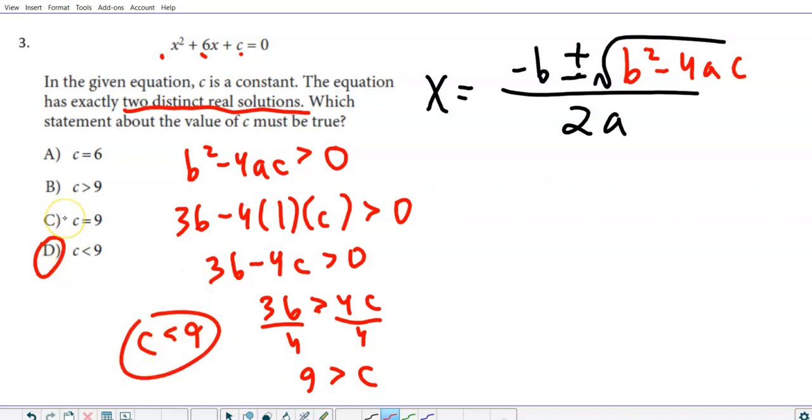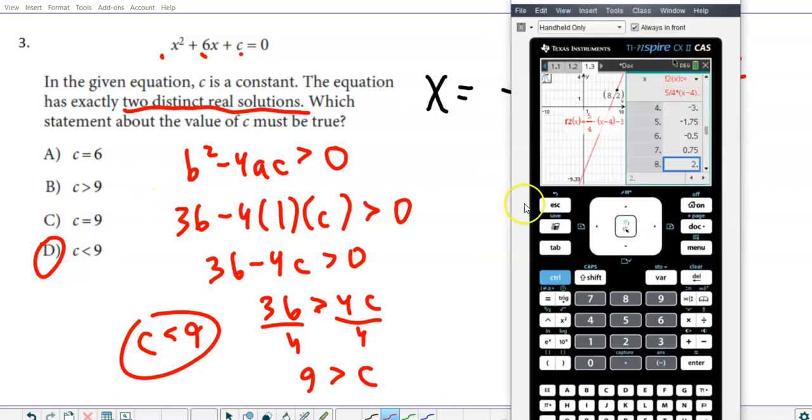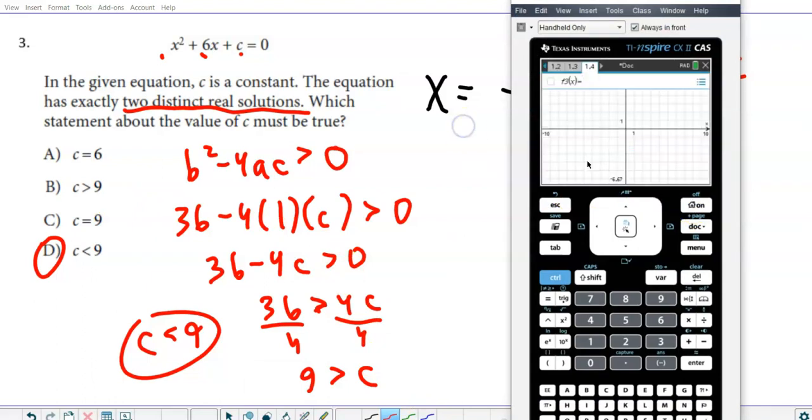And so I get my answer algebraically. I do it that way. I think you could also do this in the calculator. You could check some values. It's kind of neat that it does this if you've never seen it. You can actually type in a quadratic here, x squared plus 6x, let's say plus c, and see what happens.